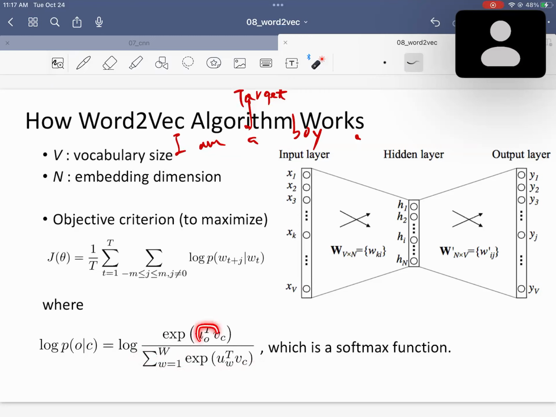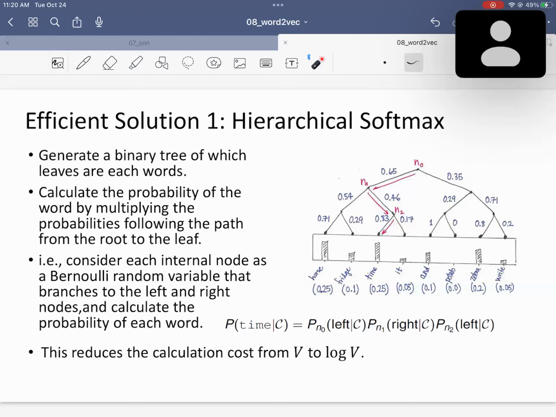Right, and the softmax implementation, so this is what I was talking about. When we do this here, you have to sum the vector inner product across all words from word A to word Z, right? So this is the bottleneck. Softmax implementation is slow. So there are two methods to overcome it. One is hierarchical softmax. Well, I won't go into detail. This is just basically building a binary tree to calculate the softmax in a more efficient manner.